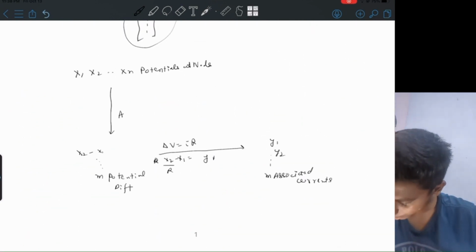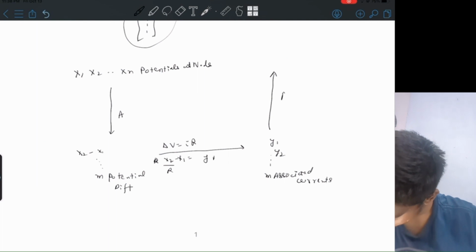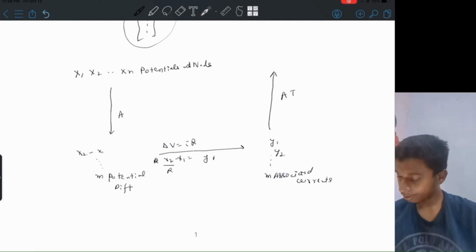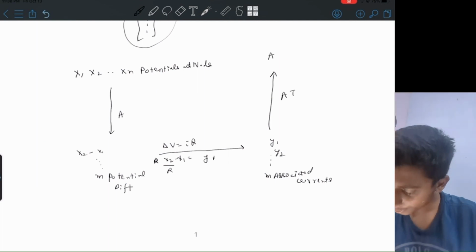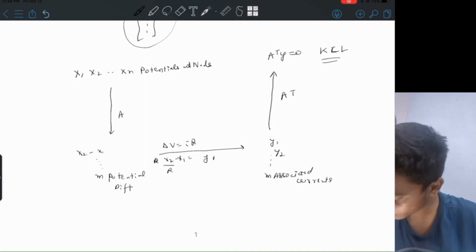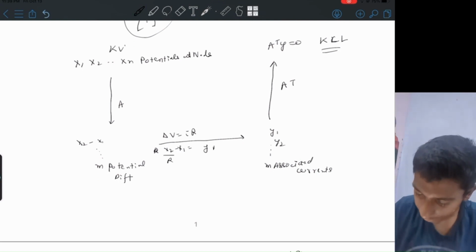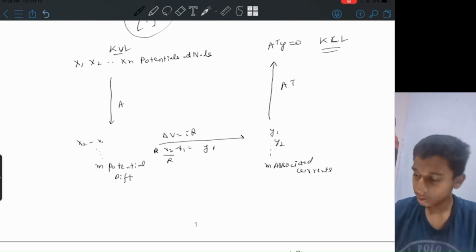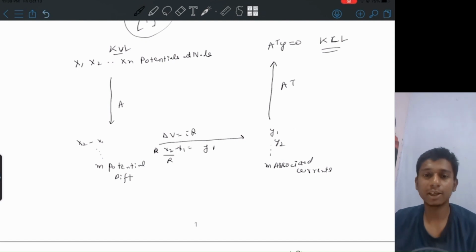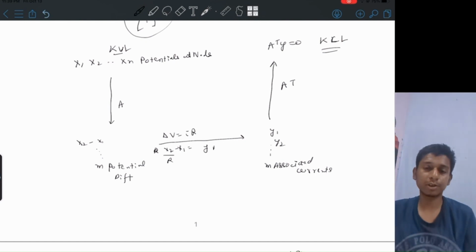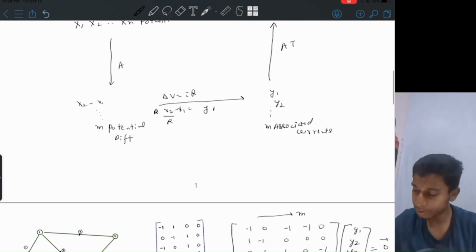How does this complete the picture? The A transpose, when multiplied by the y matrix, gives us the equation A transpose y equals 0, which is the KCL law, and here these were linked to the KVL laws. So this is how linear algebra links the various branches of electrical circuits together.